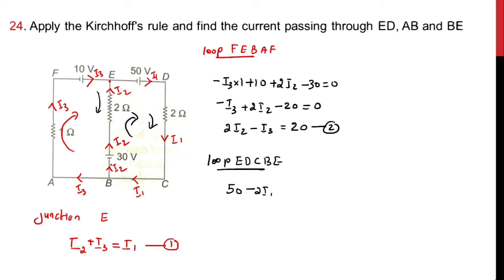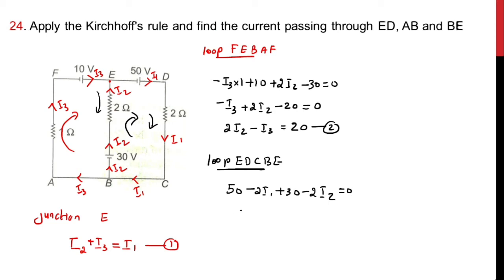Now B to E, you can see there is a cell, that is negative to positive in the same direction. We can take it as plus 30 volt. Now what is the potential drop across the 2 ohm? That is in the same direction of the current, so we can take it as minus 2I2. Minus 2I2 is equal to 0.